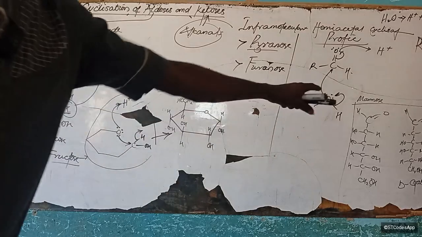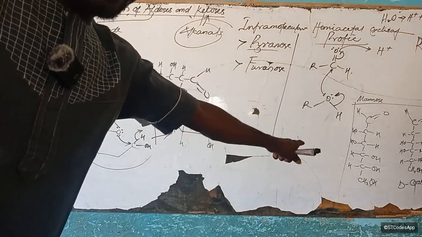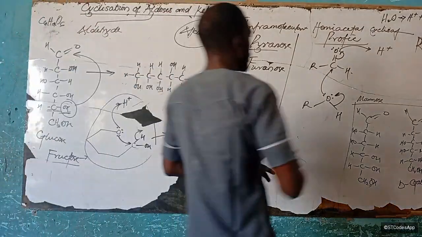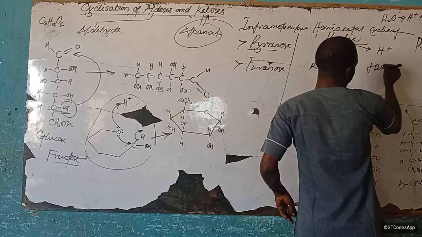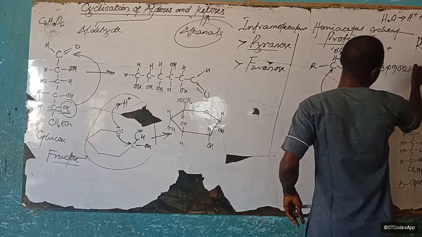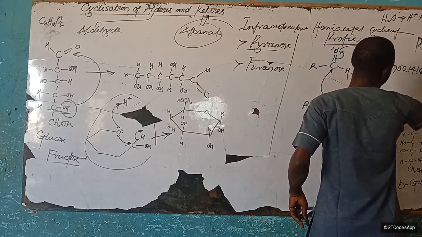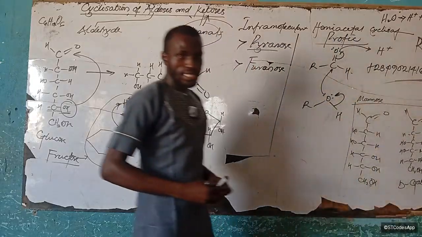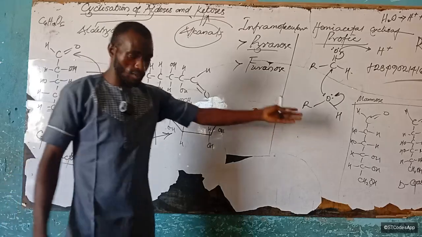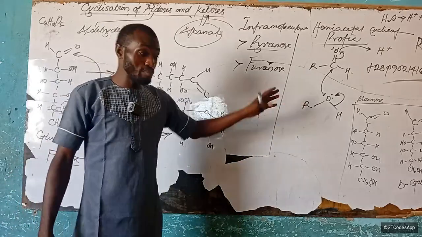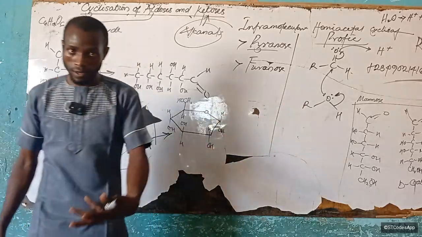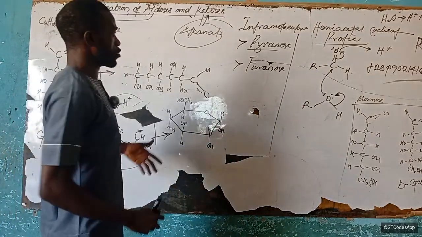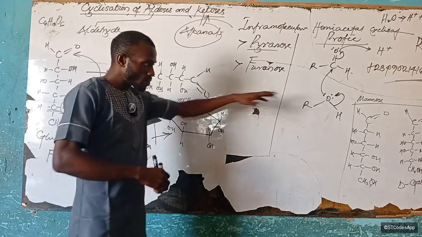So cyclize these ones and you can send me your answer on this WhatsApp number. And as well, I can send you other questions on many other hexoses for you to try and cyclize. The next thing we'll talk about is mutarotation of these things.